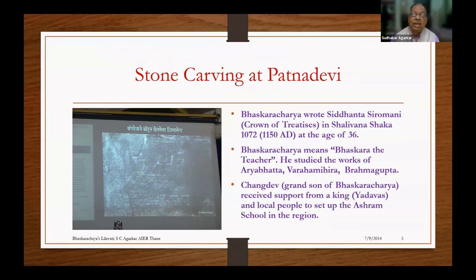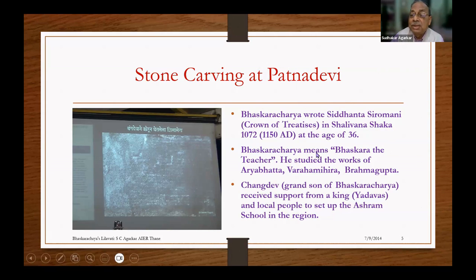So, what is written? Half of it is written in Sanskrit and half in a local language. It is written that Bhaskaracharya wrote Siddhanta Shiromani, which is considered the crown of treatises, in Shalivahana Shaka 1072, which is 1150 AD, at the age of 36, which means he was born in 1114 AD.